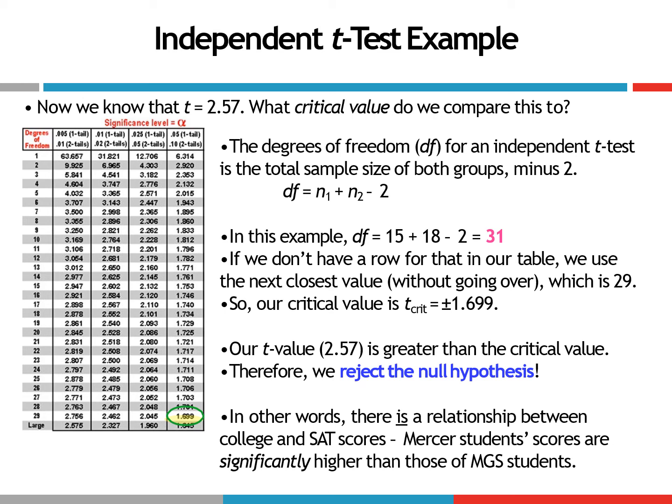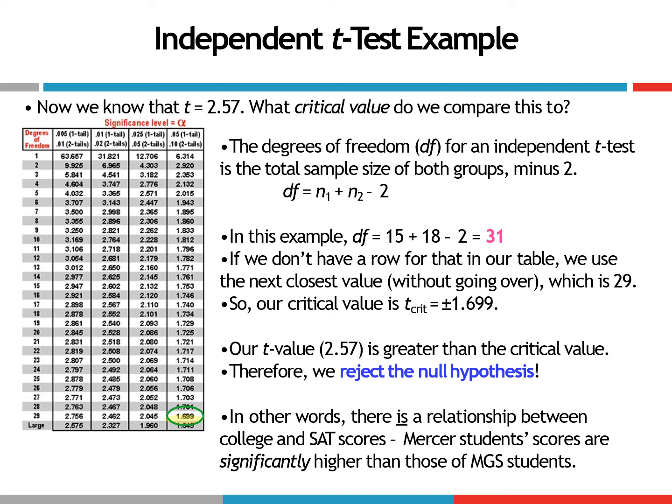So again, we're basically doing the same formula, but we're doing it for both groups. We add up the sample size for group 1 and the sample size for group 2, and we take away 2, just like we would normally do N minus 1. We're doing the exact same thing, except we're doing it for both groups.